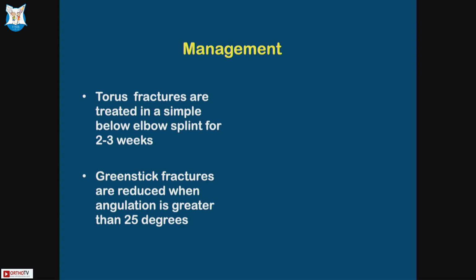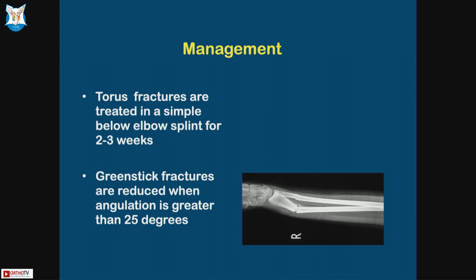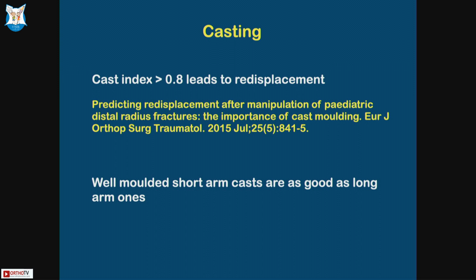Management: torus fractures are treated in a simple below-elbow splint, 2 to 3 weeks. They all heal well, you'll never have any problems. Greenstick fractures are reduced when the angulation is greater than 25 degrees. Dr. Binoti already spoke on reducing these, I'm not going to touch on them.